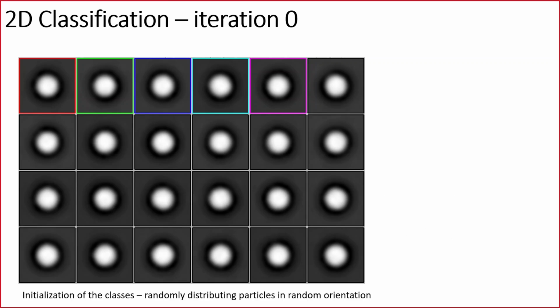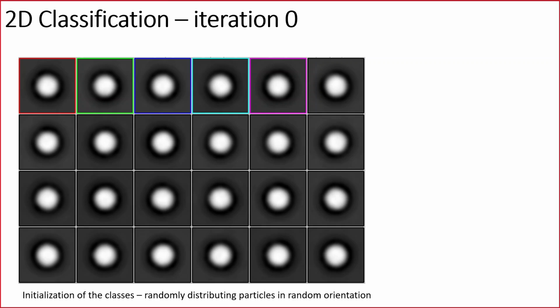Now, this is just a showcase of how 2D classification works. This is iteration number 0. Here we have nice blobs. If you take a look at this image, it looks like all the blobs are exactly the same. But they were actually generated by randomly distributing all our measured data into random orientations and averaging together.